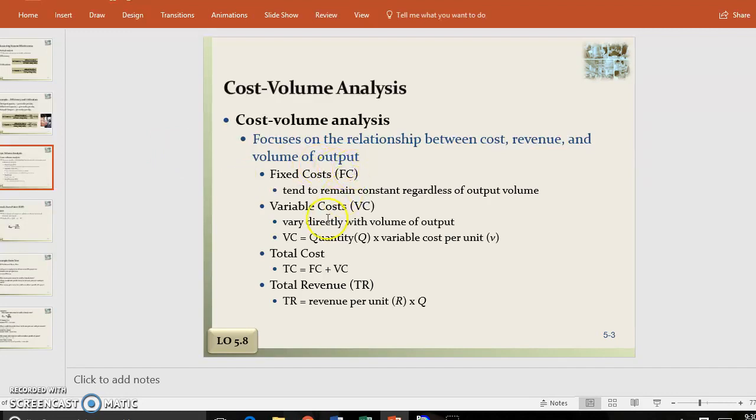Fixed costs, FC, variable costs. I'm sure everybody knows what variable costs are. Those costs vary from one product development to another. Total cost is our fixed cost plus our variable cost, and our total revenue is our revenue times our quantity.